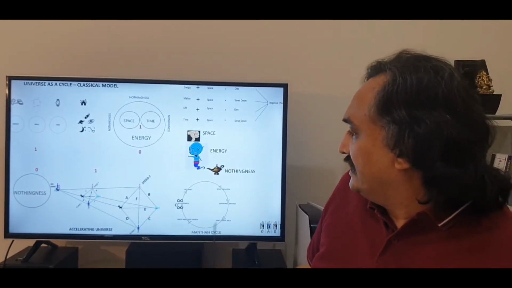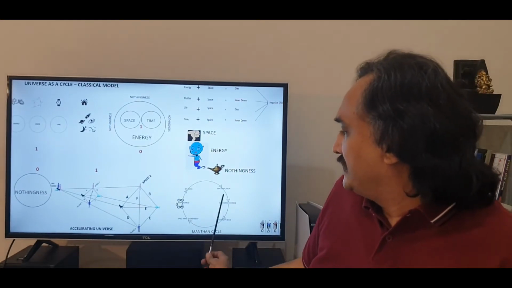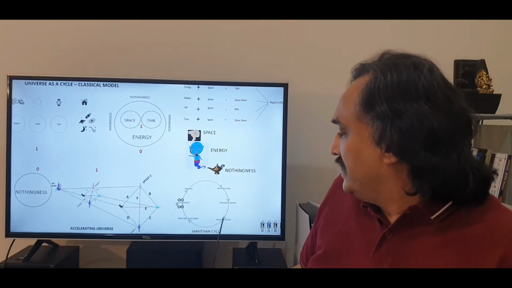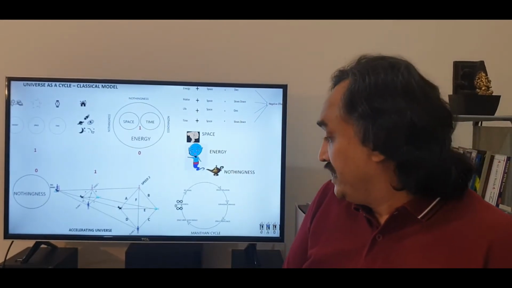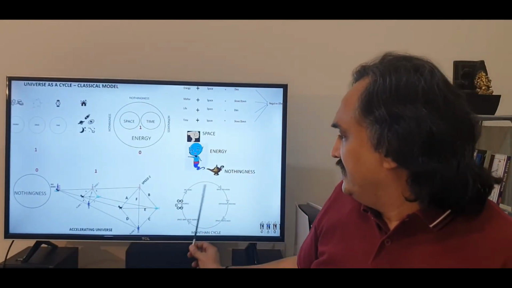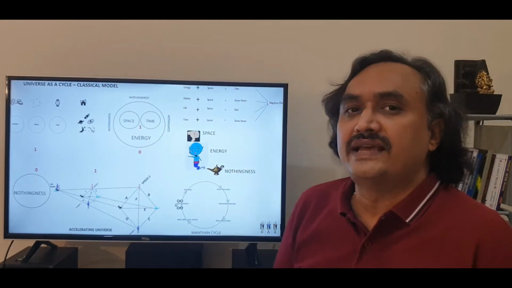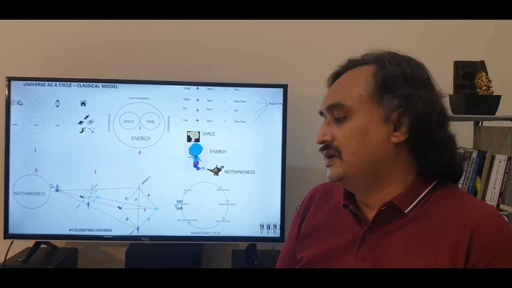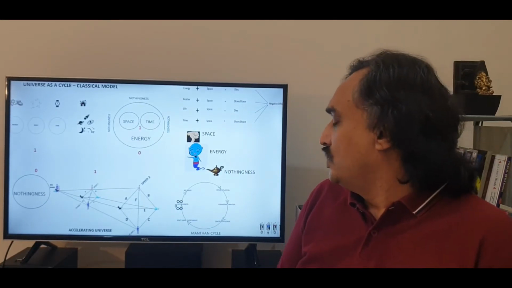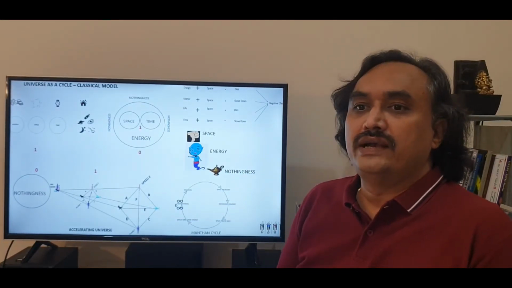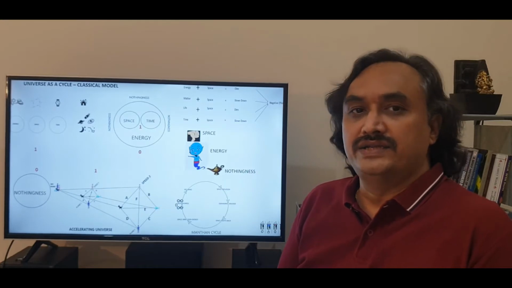When you see a cycle like this, where you have a Big Bang, space inflation, an expanding universe, and space fighting back and being put back into nothingness, you would see that this cycle is very similar to the IC engine cycle that we see either in a motorcycle or a car. And we know that it is basically a heat engine.